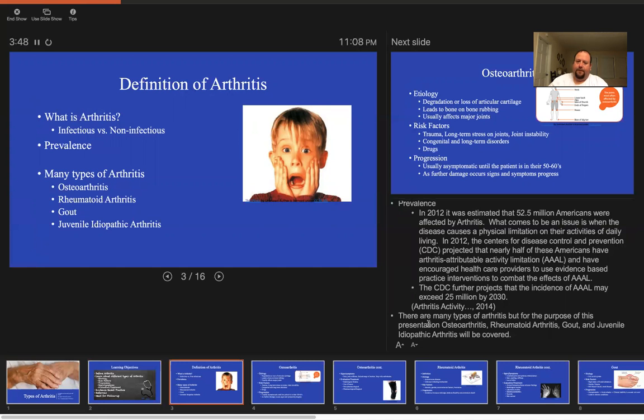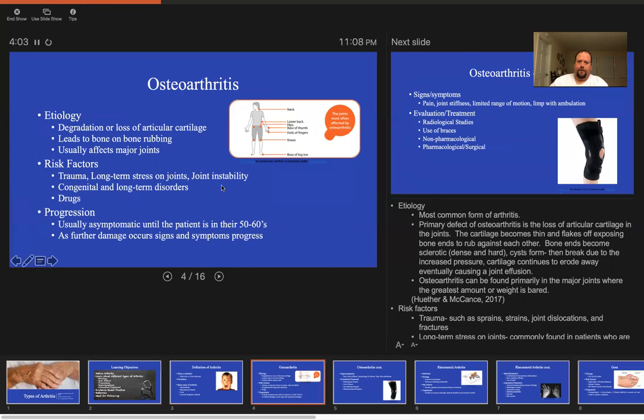There are many types of arthritis, and for the purposes of this presentation, osteoarthritis, rheumatoid arthritis, gout, and juvenile idiopathic arthritis will be covered. All right, so we'll start with osteoarthritis.